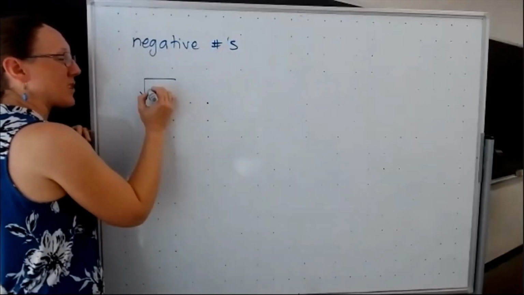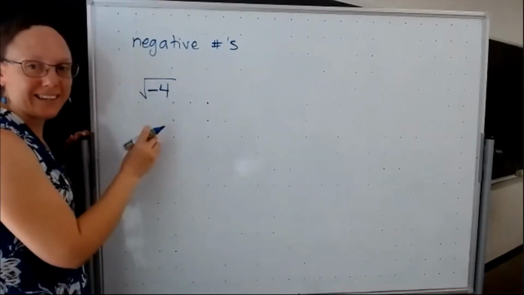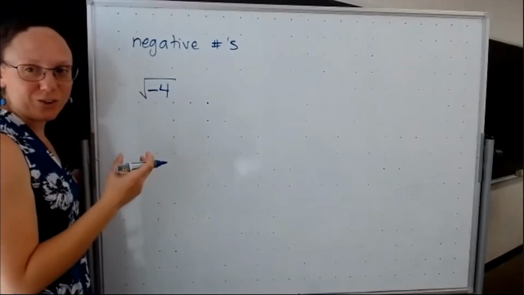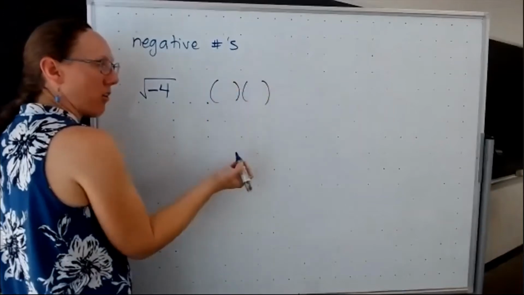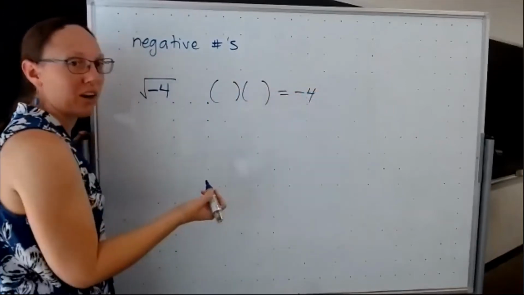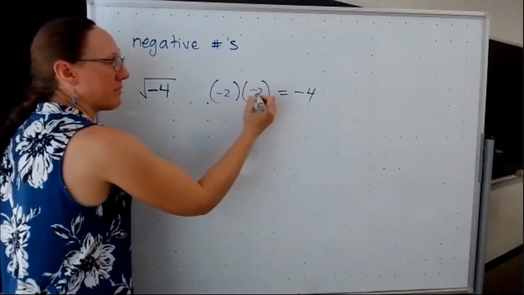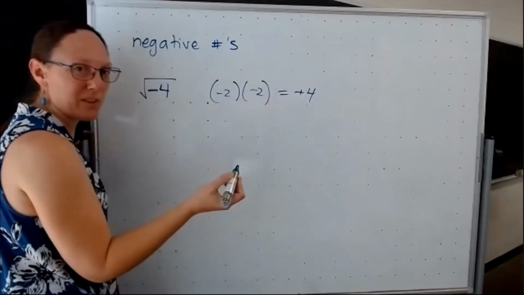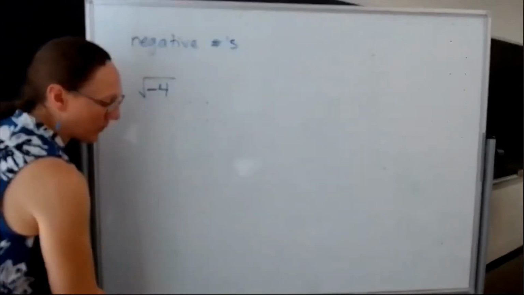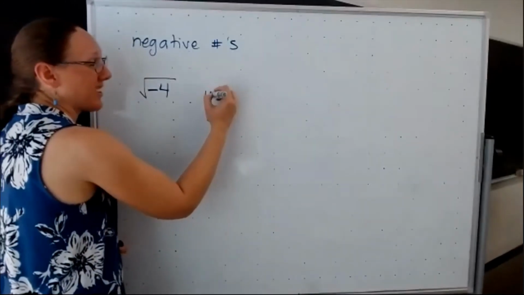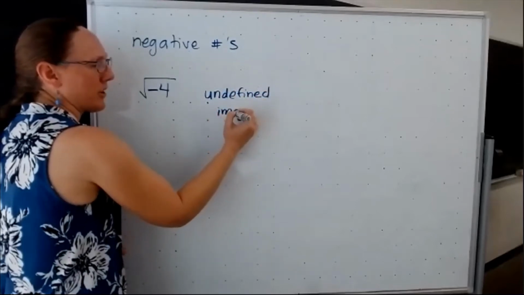For example, if I said the square root of -4, well, if I think about what this radical notation is asking me, the radical notation is saying what times itself was going to give me -4. And there isn't anything that I can put in here, right? -2 times -2 would have given me a +4. 2 times 2 would give me a +4. So the square root of -4, we say is undefined or imaginary.